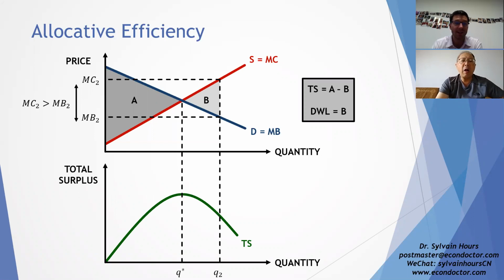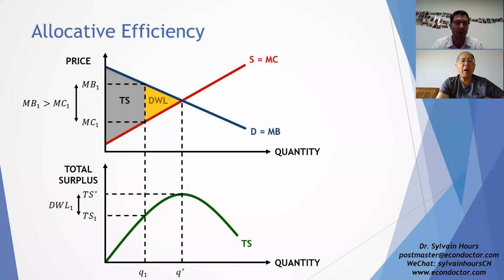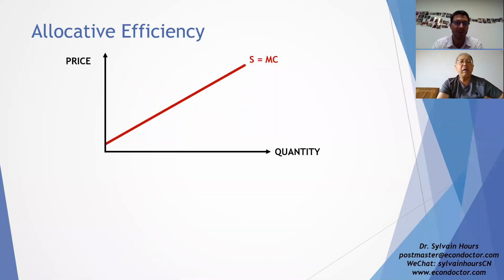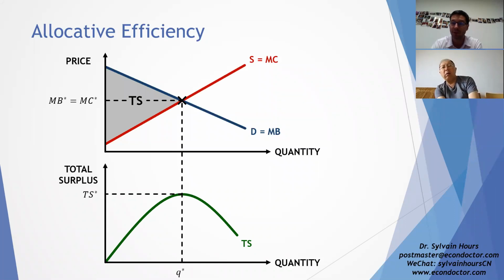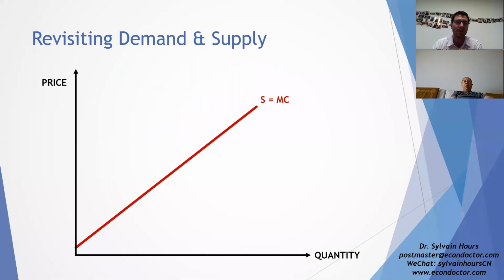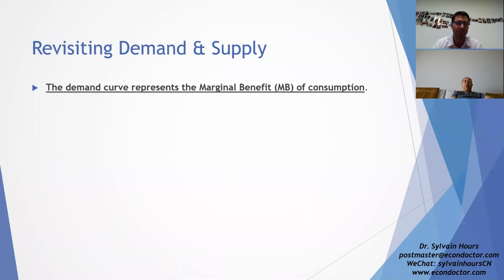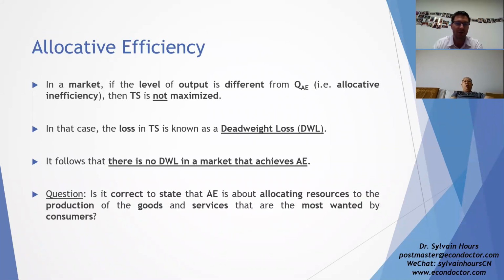A conclusion that is interesting is that when we achieve allocative efficiency, right here, there is no deadweight loss because we maximize total surplus. So you can please emphasize that to your students. When we achieve allocative efficiency, total surplus is maximized and therefore there is no deadweight loss. There is no deadweight loss in a market that achieves allocative efficiency.